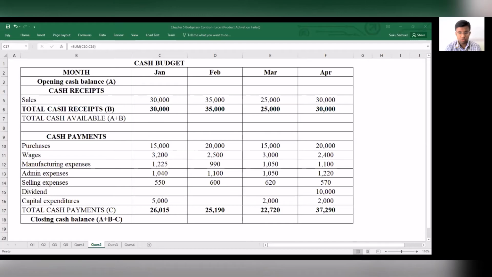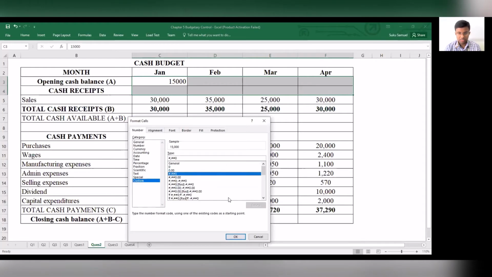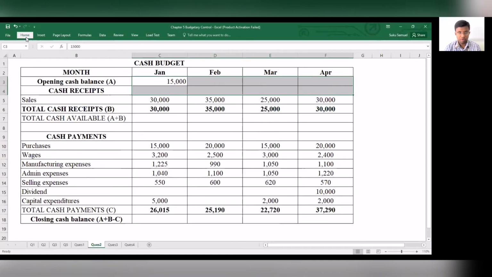Here we have an opening cash balance of 15,000. Then based on that, we will have to calculate the others. Now, how do you calculate total cash available? Total cash available, you will compute by adding up the opening cash balance with total cash receipts. So that will be 45,000.